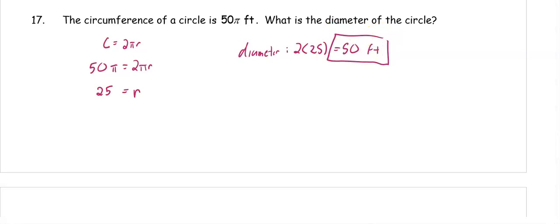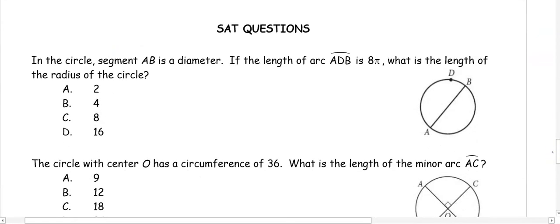Now with circles, let's look at some questions that have appeared on the SAT. So the first question, in the circle, segment AB is a diameter. If the length of arc ABD is 8 pi, what is the radius of the circle? So ABD is 180 degrees of the circle.